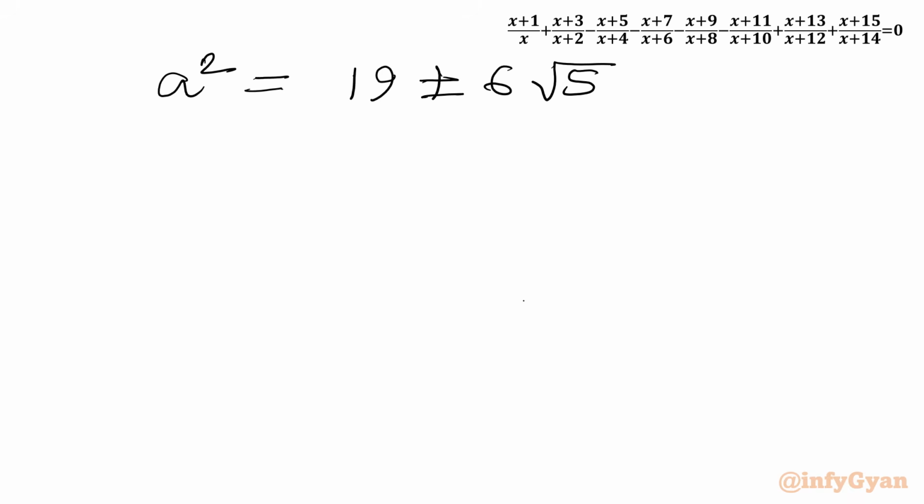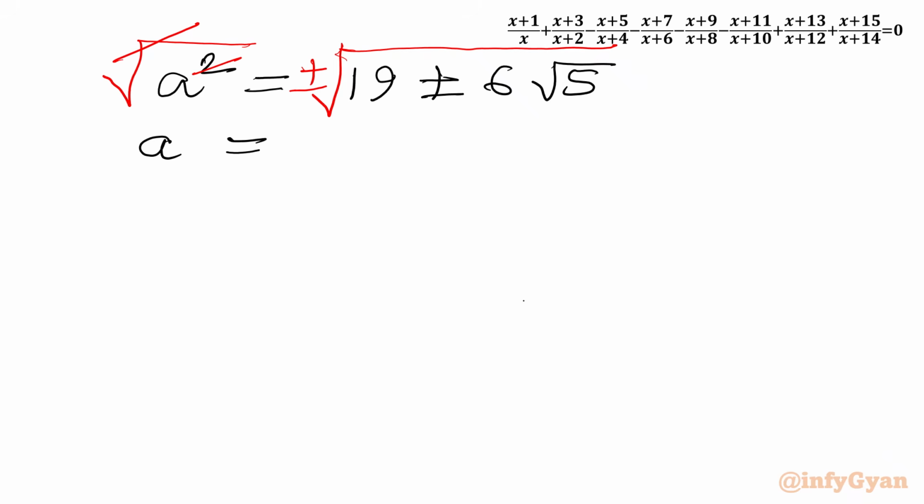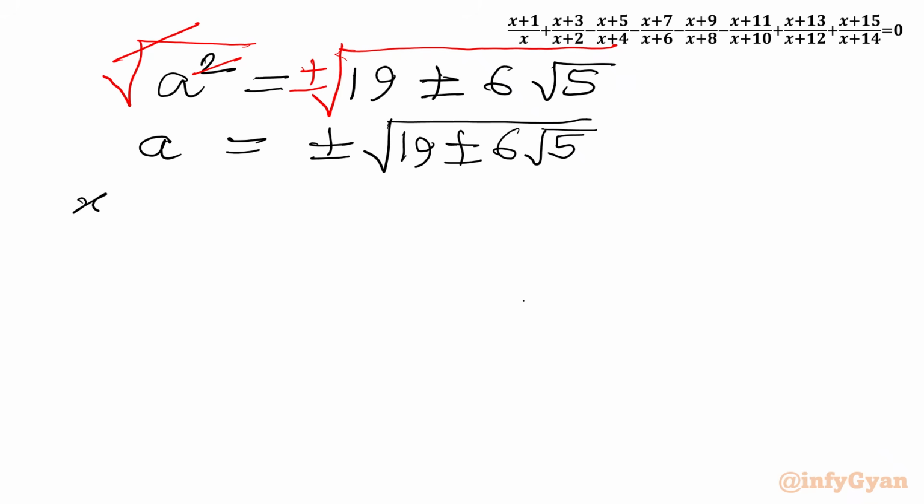Again we have a square in LHS. So we will take the square root on both sides. This side also, we need to write here plus minus sign. We will cancel a square with the square root, and we will get the value of a from here. A equal to plus minus square root of 19 plus minus 6 square root 5. Now a was x plus 7. So we will write here x plus 7 equal to plus minus square root of 19 plus minus 6 root 5.